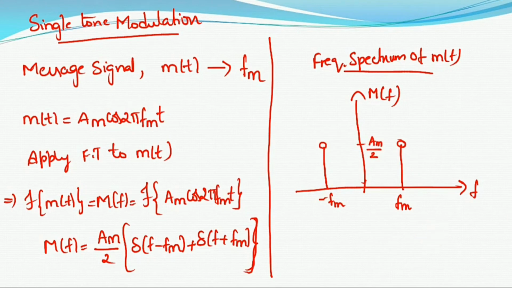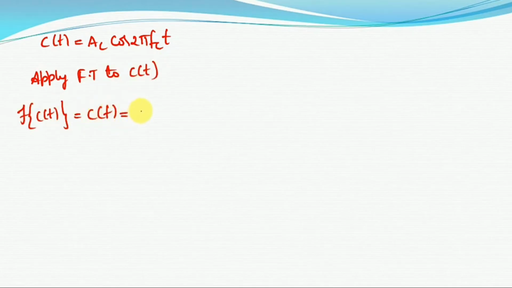Now let us see how to draw the frequency spectrum of the carrier. Here the same expression we are assuming for the carrier signal, so repeat the same procedure. The carrier signal is again a cosinusoidal signal with a frequency of Fc and an amplitude Ac. So the mathematical expression of the carrier signal is c(t) = Ac cos 2 pi Fc t. Now, to draw the frequency spectrum of the carrier signal, simply apply the Fourier transform to c(t). Then C(f) is the Fourier transform of Ac cos 2 pi Fc t.